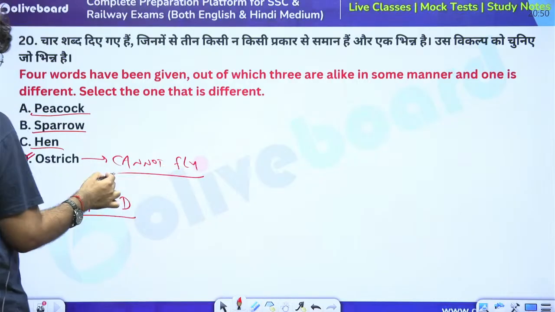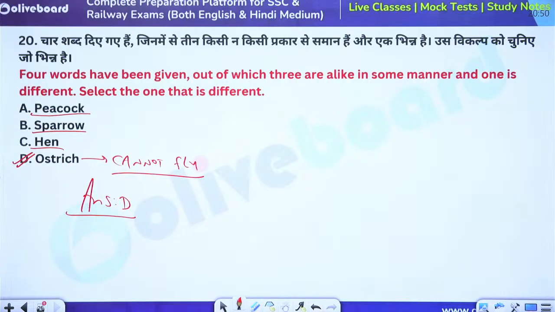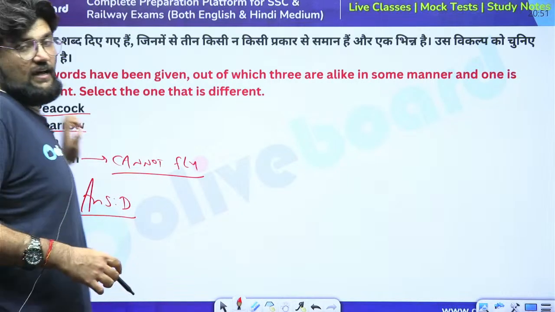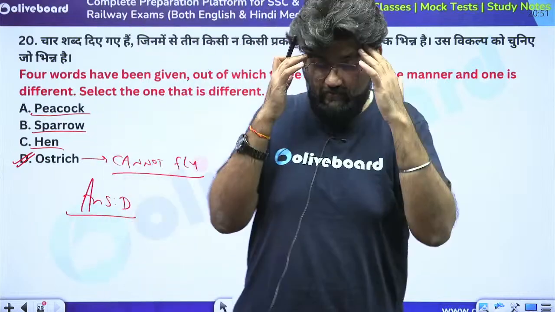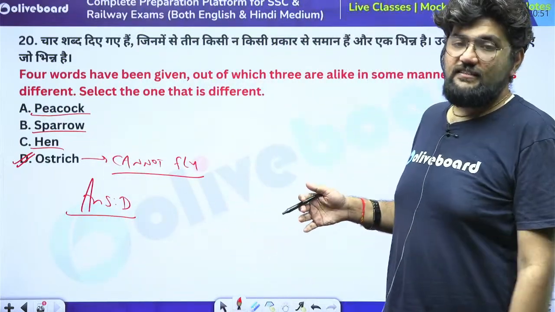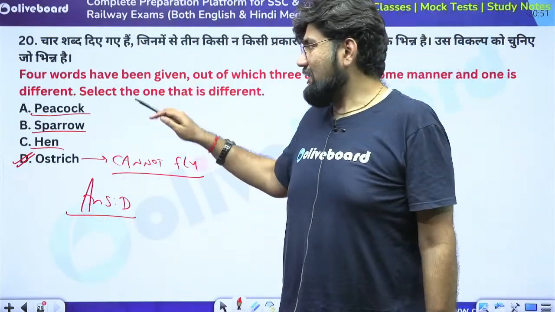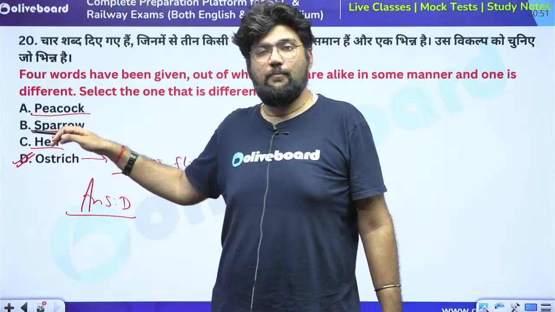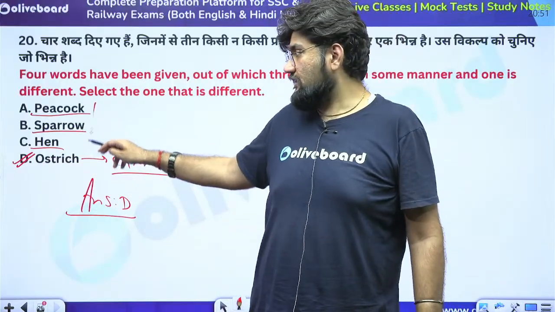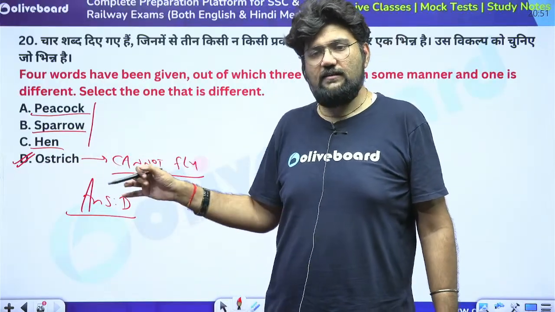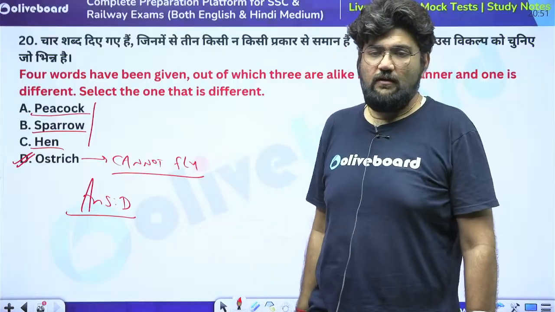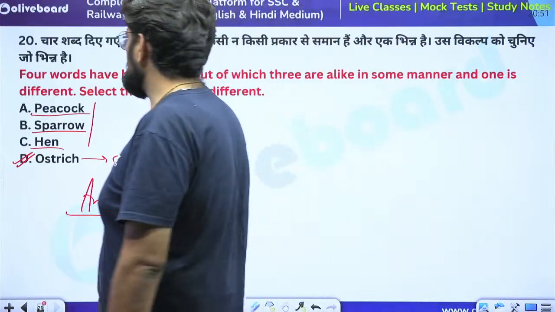Now, a lot of people say ostrich among them is the largest bird, or ostrich has the largest leg. Oh, sorry, not leg, egg. It lays the largest egg. But in that case, you are singling ostrich out. The approach of classification is to put the other three in a group, and whatever is left is your answer. Okay. So that's it for today.